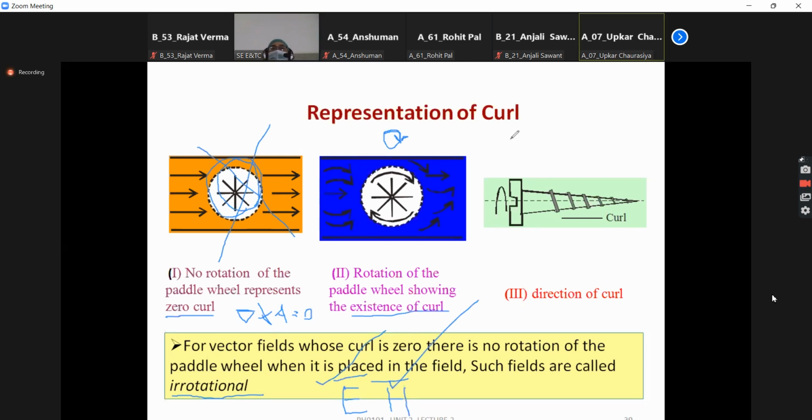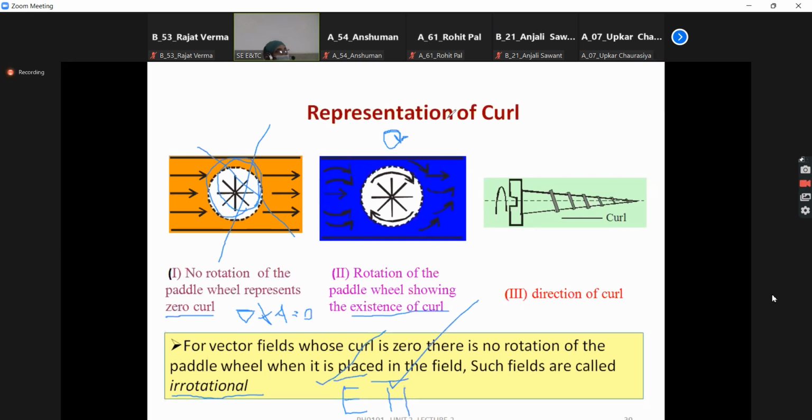Ma'am, what if we move a conductor inside that static electric field? But that is if you move the conductor. If you move the conductor, then as per your AC or as per your motor, the back EMF will be generated, but that is not due to the field. That is not a response of a field. Am I right?